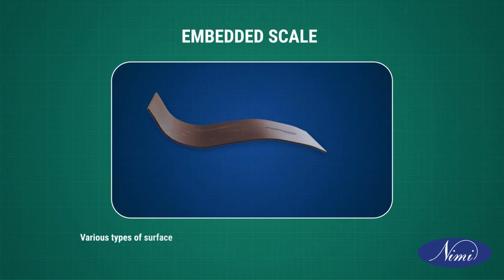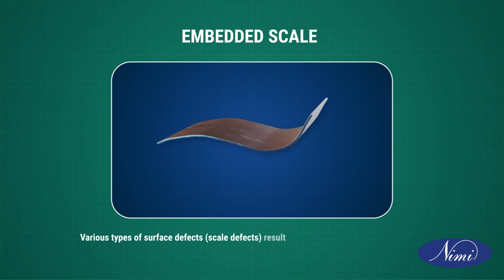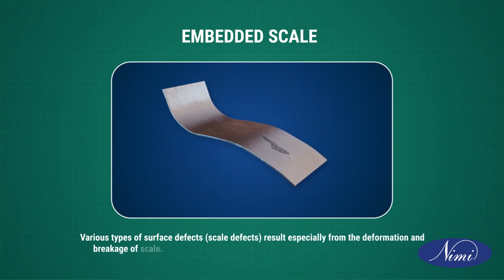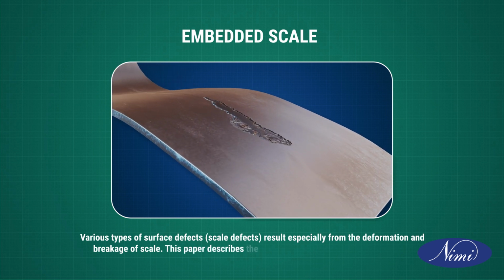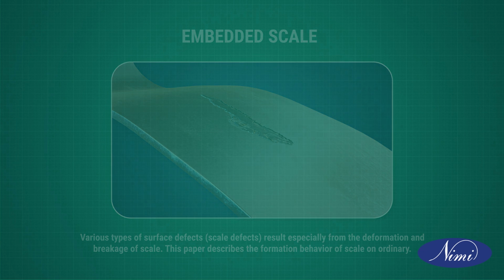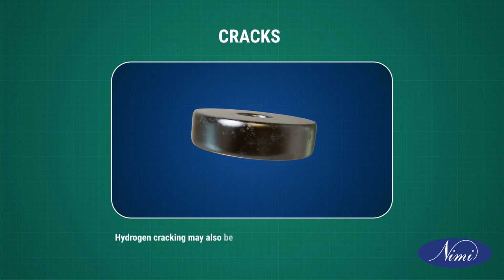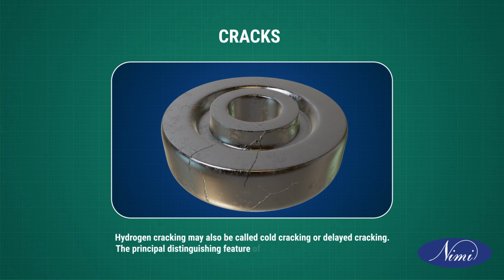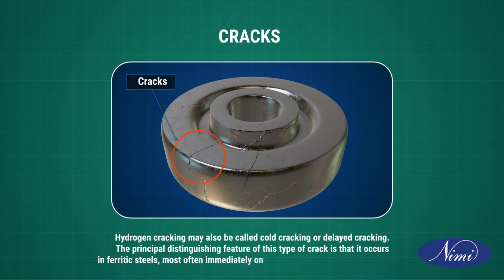Embedded scale. Various types of surface defects, scale defects, result especially from the deformation and breakage of scale. This paper describes the formation behavior of scale on ordinary cracks. Hydrogen cracking may also be called cold cracking or delayed cracking. The principal distinguishing feature of this type of crack is that it occurs in ferritic steels, most often immediately on welding or a short time after welding.